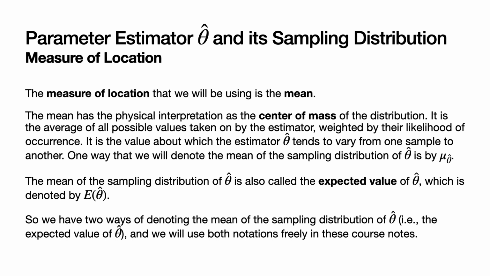and this is denoted using the expectation operator notation, capital E, with the estimator theta hat in parentheses. So we have two ways of denoting the mean of the sampling distribution of theta hat, again also called the expected value of theta hat, and we will use both notations freely in these course notes.